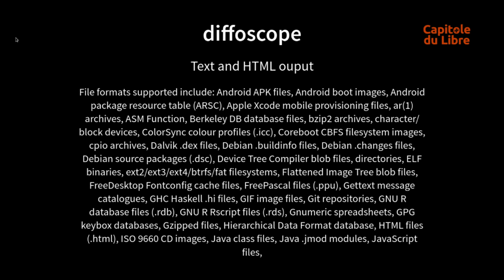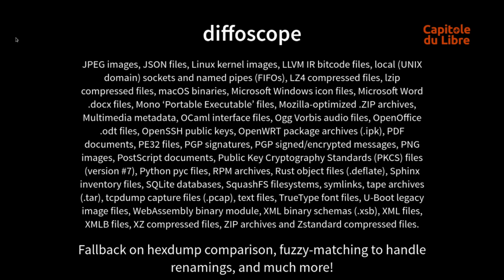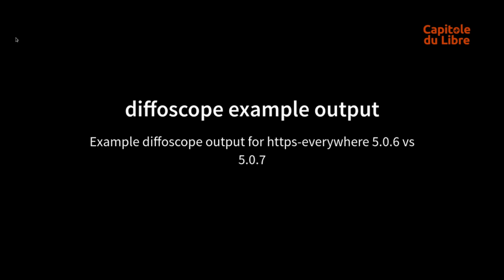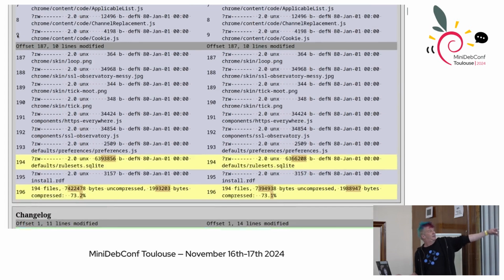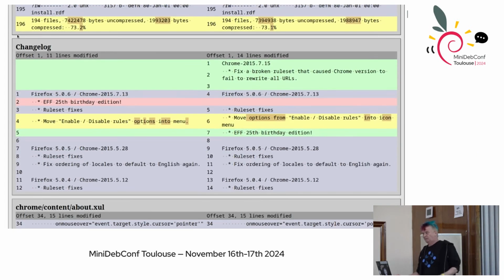In the beginning, it was for Debian packages, but you can now give it CD images, and, I know lawyers who compare PDFs. Like when a new law is made, they compare the PDFs with diffoscope. And there's a fallback on hex dump and fuzzy matching also, and much more. And in case you haven't seen it, it looks like this, side by side, and then the differences are nicely displayed.